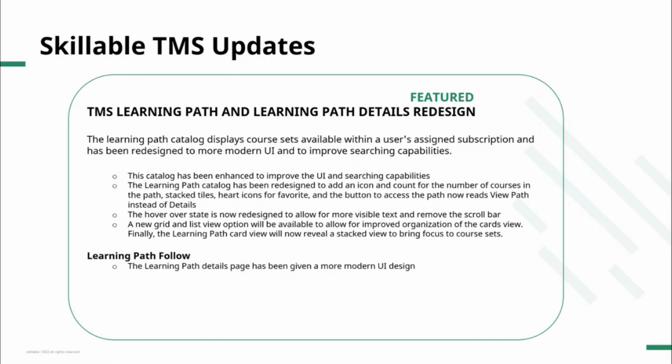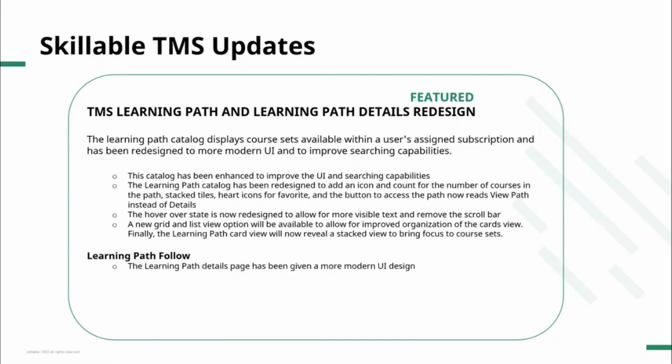We've also done some redesigning. So now we've started to add those icons that you're seeing in other catalogs. We've also got counts for the number of courses in the path. We've got stuff like stacked tiles, so you can see that it's a learning path and there are multiple courses within there. We've got the heart icons, like we talked about. We've added some of these icons just to make it look a little bit nicer, with easier access to get to things as well.